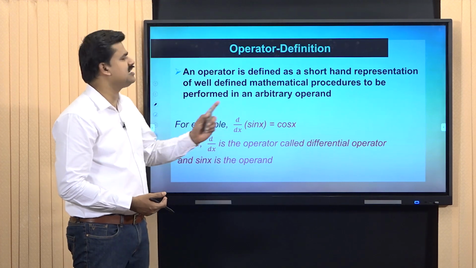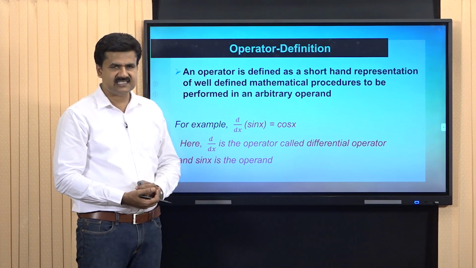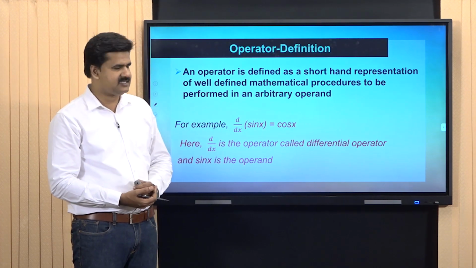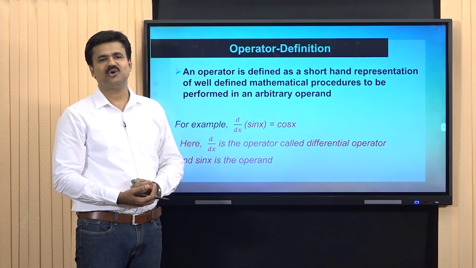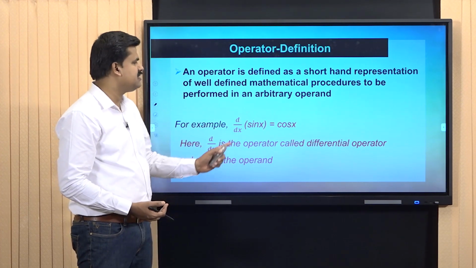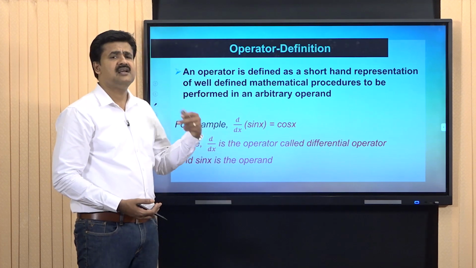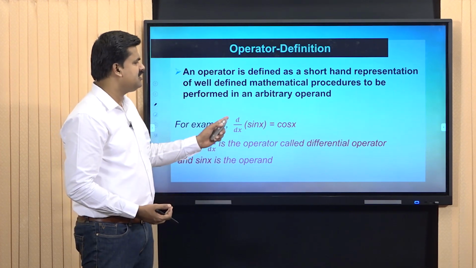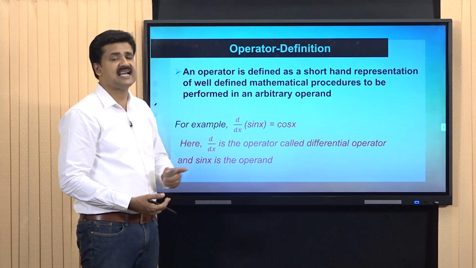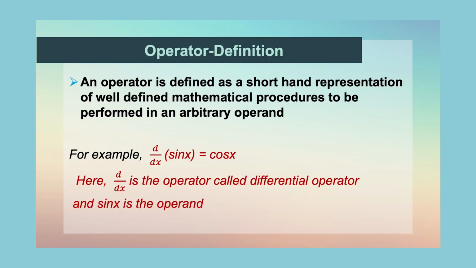This is a simple example for an operator. Here the operator is d by dx, the differential operator, and d by dx of sin x, you know, the result is equal to cos x. In this case, sin x is the operand. You can replace it with cos x or e raised to x, any mathematical function, that is known as the operand. And the operation of d by dx on sin x leads to the result cos x. Hence, d by dx is called the differential operator.